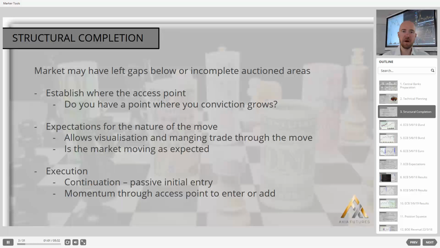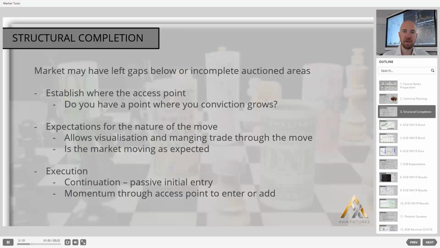So, key parts of actually trading this type of move. Main thing you need to be thinking about is establishing an access point. At what point does this trade become a viable trade? At what point does this completion of that structure actually set up? Because there's no point in just playing for it straight away at the beginning of the event. It's a case of waiting and knowing where exactly the market needs to get to, and once it gets into a certain area, then you know you've got a certain type of trade on.